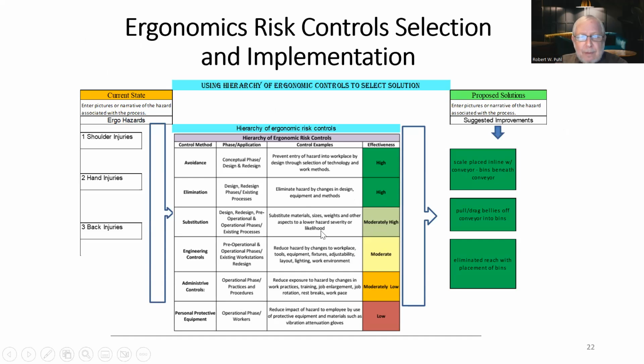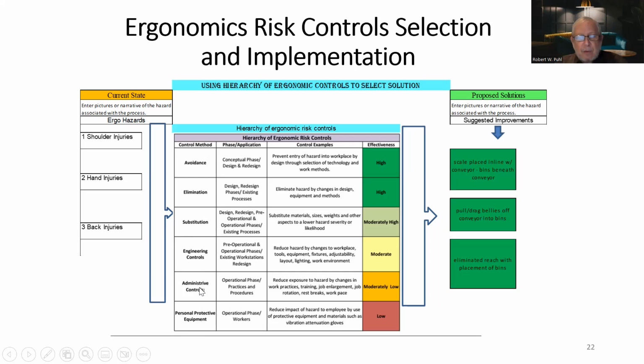It's really not any different than the other ones, but here's the avoidance in the conceptual phase. Prevent it. You just don't even have it. Effectiveness is that high. Well, I guess if it's not even there, elimination effectiveness is pretty high too. Eliminate the hazard by changes in design, equipment, methods, substitution, engineering controls, administrative controls, PPE. Okay, you know all this pretty much.